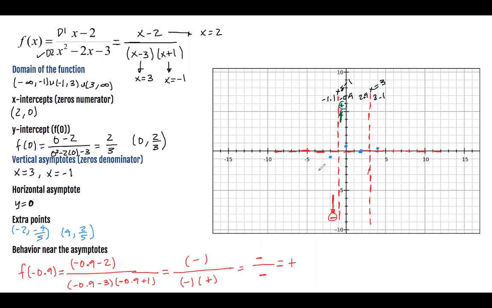If we keep using this process, you're going to find that f of 2.9 gives you a negative value, and f of 3.1 gives you a positive value. So this one is positive and the graph is going to go up. And over here, this is going to be negative if you work out the math, and it's going to go down. We're going to use that information to sketch our graph.